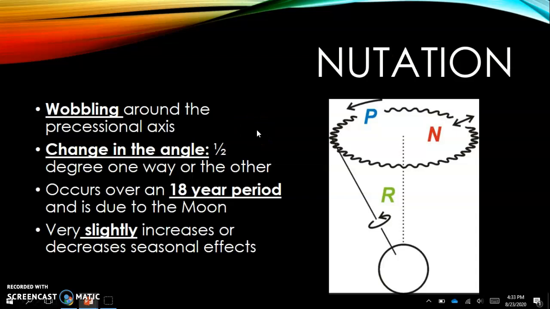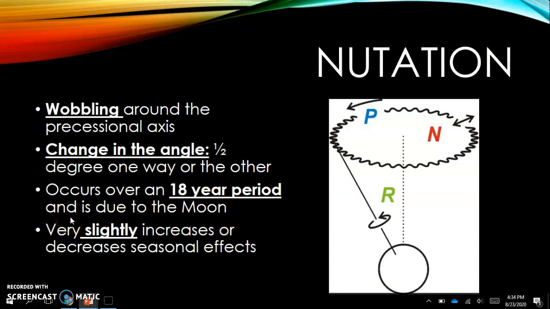So remember, the tilt of the axis of the Earth is 23.5. So if we're getting this wobble, at any point in time, the tilt could go to 24 degrees or 23 degrees. Okay, so it's just wobbling on its axis back and forth as the precession is also occurring. This occurs over an 18-year period and is due to the moon. Okay, so the effect that the gravity and the pull of the moon has on the Earth causes a nutation.